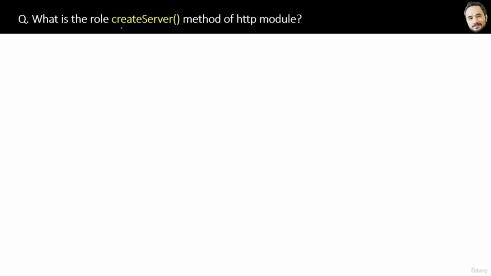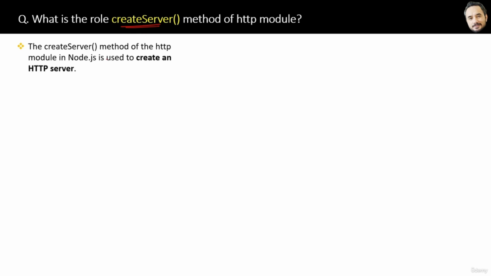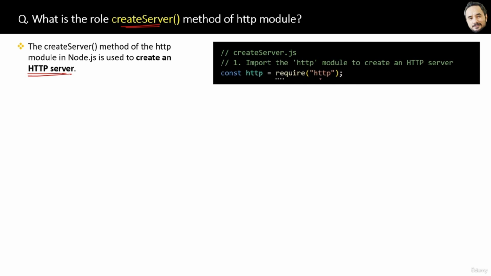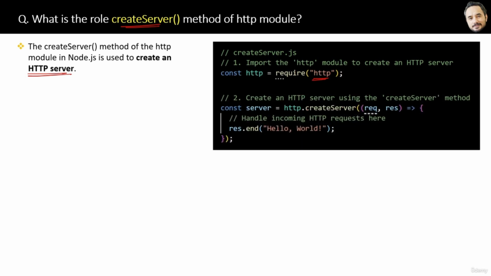What is the role of the createServer method of the HTTP module? The answer is very simple. The createServer method of the HTTP module in Node is used to create an HTTP server. Now let me show you the code quickly, and in 5 steps we will create the HTTP server by using the HTTP module. Okay, first step is to import the HTTP module. Second step is to create an HTTP server by using this createServer method like this.